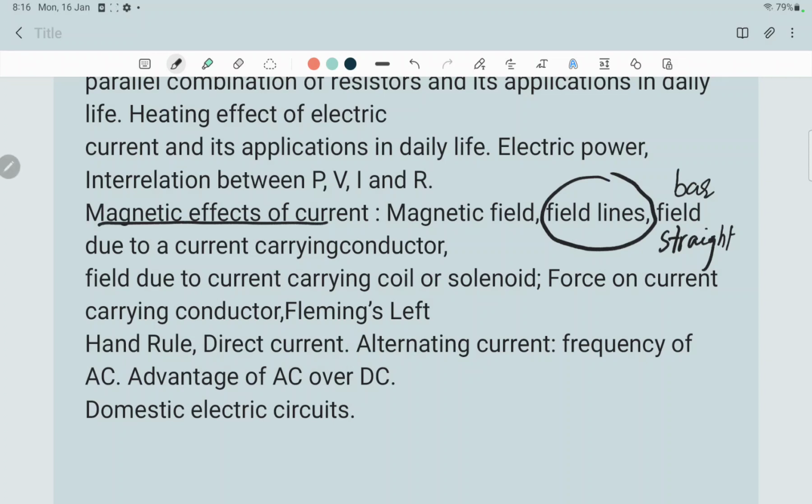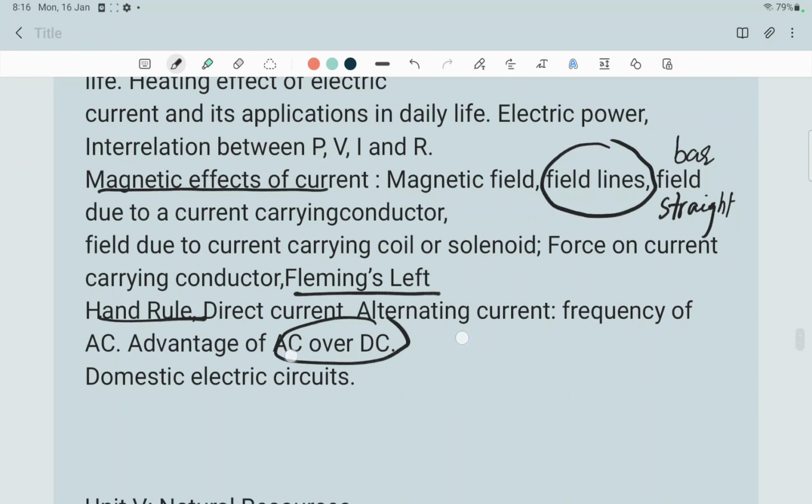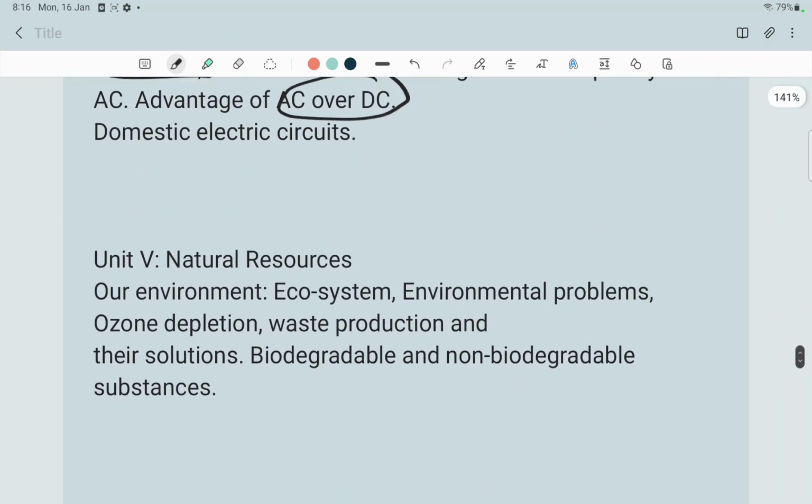Then learn Fleming's left hand rule, the difference between AC and DC, and then domestic electric circuits. I don't think that is that important, but we will be solving some questions related to this also.